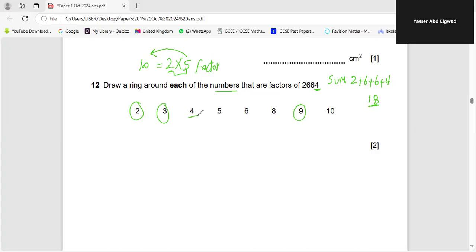For 4, as we said before, look at the last two digits, here 64. If you divide it by 4, we get 16, so it is divisible. For 5, the ones digit must be 5 or 0; here there is no 0 or 5. 6 is divisible by 2 and 3, so it is divisible by 6. For 8, the last three digits, 664, divided by 8 gives 83, so it is divisible by 8.